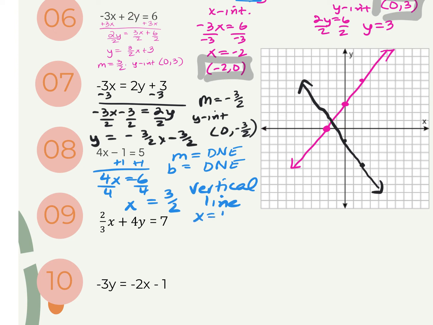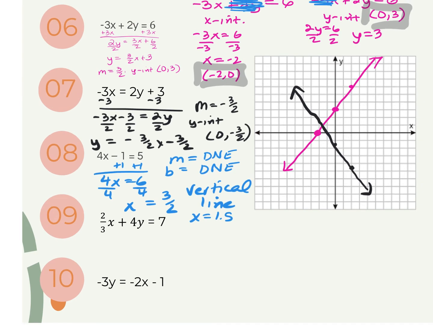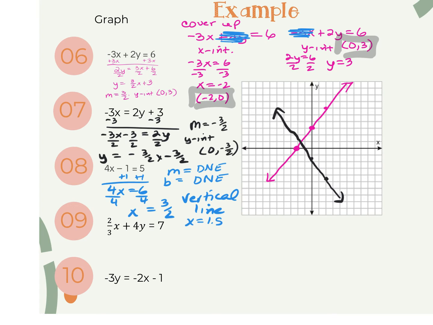So when I go to graph this, remember 3 over 2. You could also say that it's 1.5. So it's going to be the vertical line through 1.5. So 1.5 right here. Okay, so here is the graph for x equals 1.5 or 3 over 2.